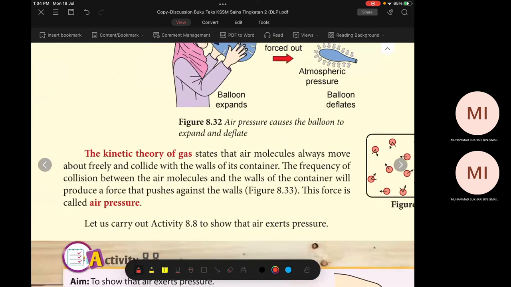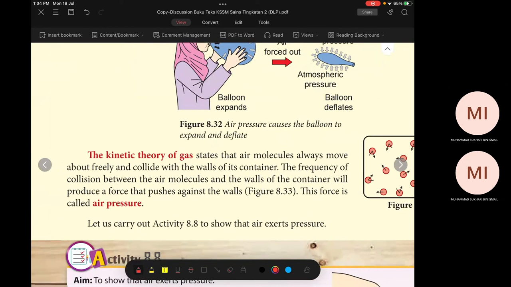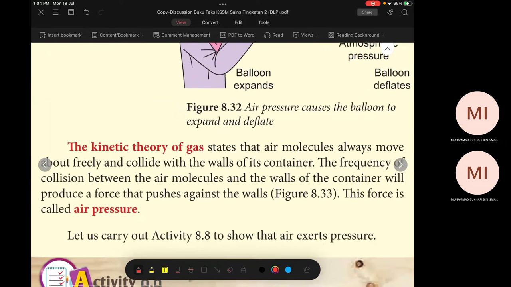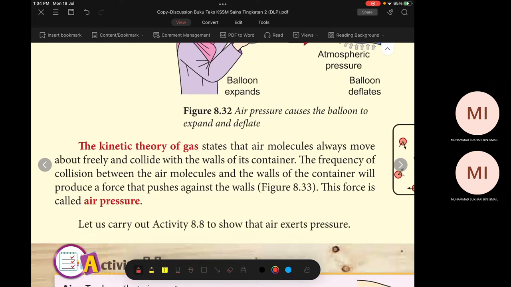Okay, look at the kinetic theory of gas. This one is very important. Please pay attention and try to understand this. The kinetic theory of gas states that air molecules always move about freely and collide with the wall of the container. This is the most important part. They collide with the wall of the container.